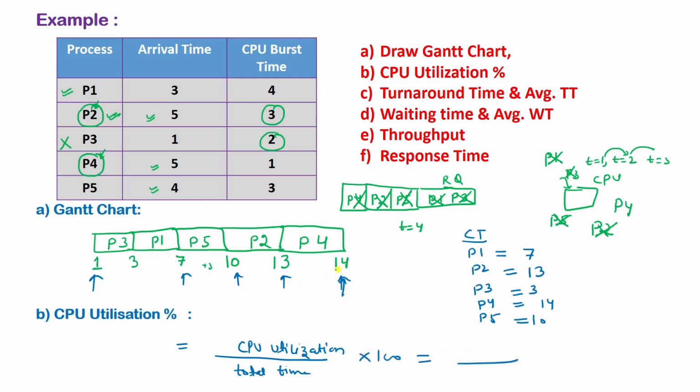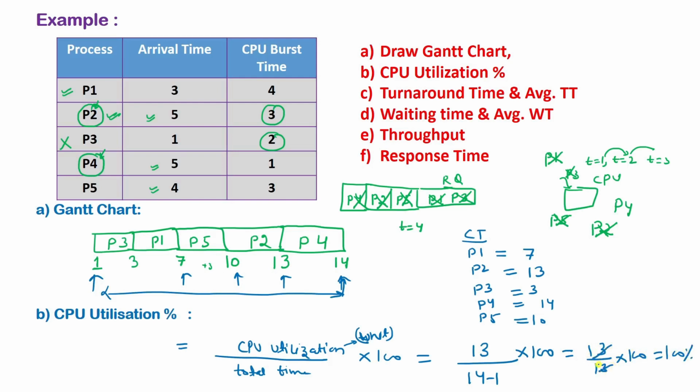So total time will be 14 minus 1, it is 13. This is the length of this total cycle. And what is the CPU utilization? For how much time the CPU was utilized, it will be in units or seconds. From here to here, for all the period of time, 14 minus 1, 13 units of time, CPU was busy. So it will be 13 upon 13 into 100, so it is 100%. So CPU utilization is 100%.